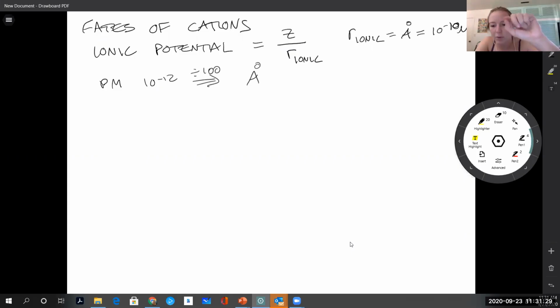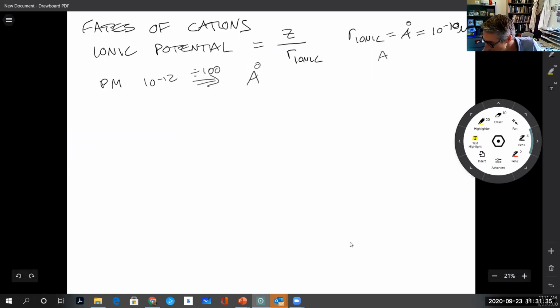What's the little A with the sign on top of it called again? Angstrom. It's named after somebody with the last name Angstrom.